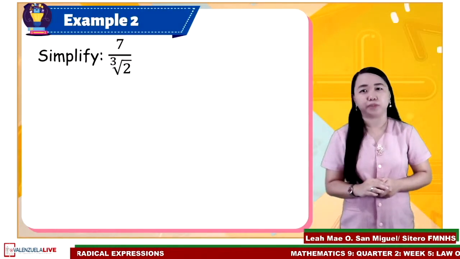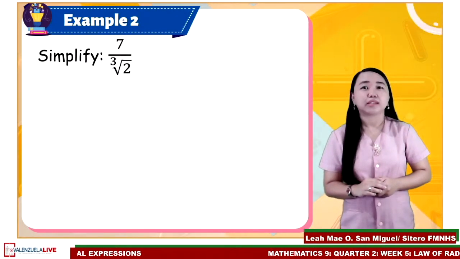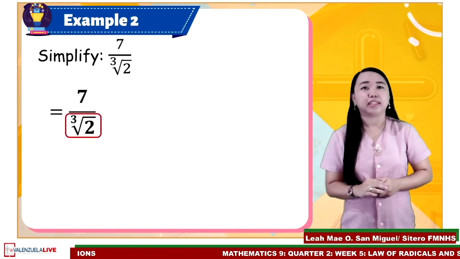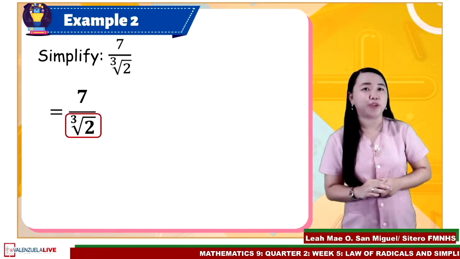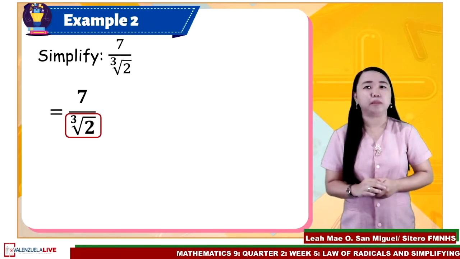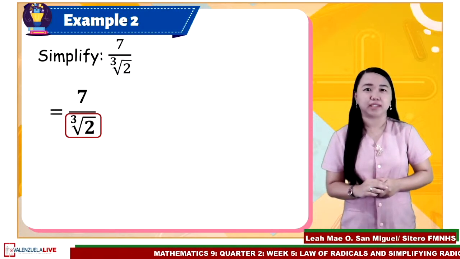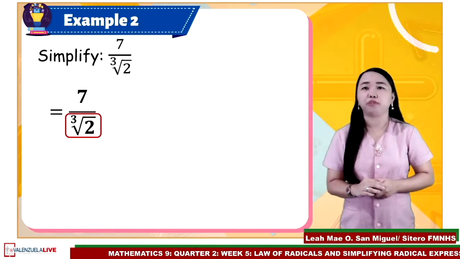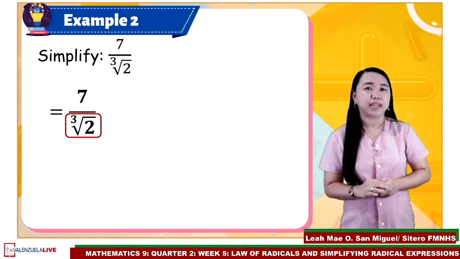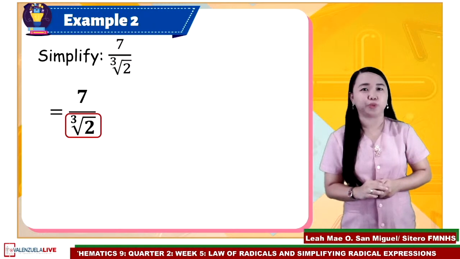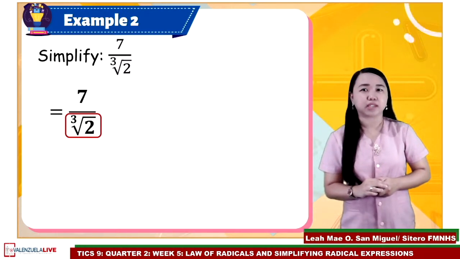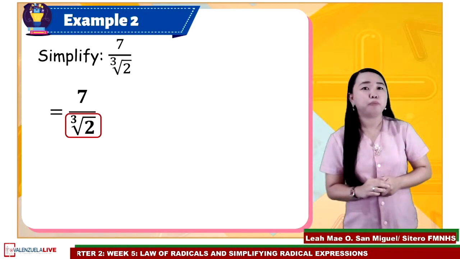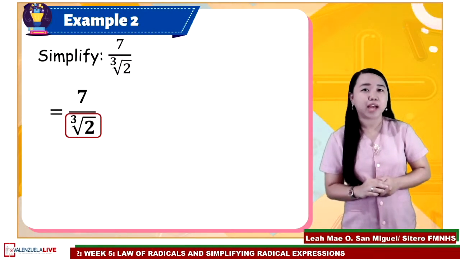What is important here is that the denominator does not contain a radical. Next example. Simplify 7 over cube root of 2. The denominator contains a radical, so it must be rationalized. In this example, the order or index of the radical is 3, and the radicand is 2. To rationalize this, multiply the numerator and denominator by a number that will make the denominator rational.